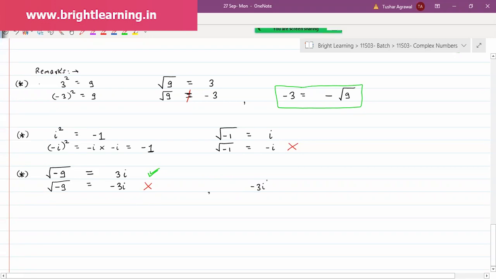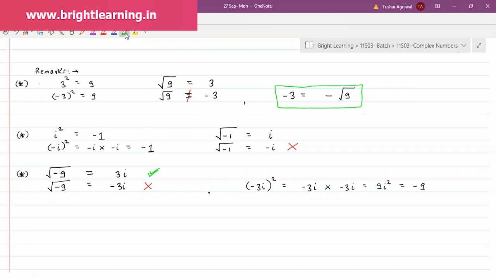-3i whole square, if you say -3i whole square, what will it be equal to? -3i multiplied by -3i. So that will be equal to 9 times i square, so that will be equal to -9. This is correct. But symbolically, if you are using under root, don't write under root of -9 equal to -3. That is reserved for the positive value only. Is this remark clear?